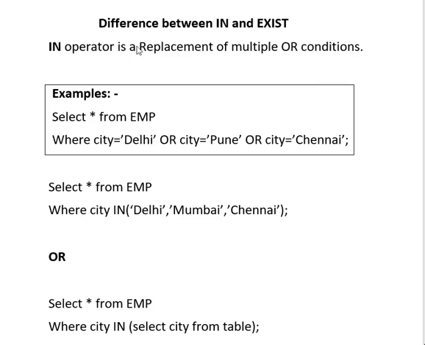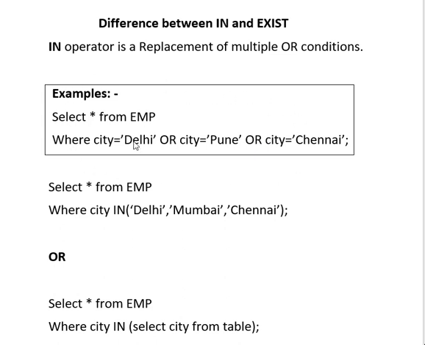So today in this video we are going to study the difference between IN and EXISTS operator in SQL. Basically, the IN operator is a replacement of multiple OR conditions. Like we use SELECT * FROM EMP WHERE city = 'Delhi' OR city = 'Pune' OR city = 'Chennai'. When we write the query this way, to fetch multiple values in the WHERE clause, it creates a lot of duplicacy and the code becomes very lengthy.